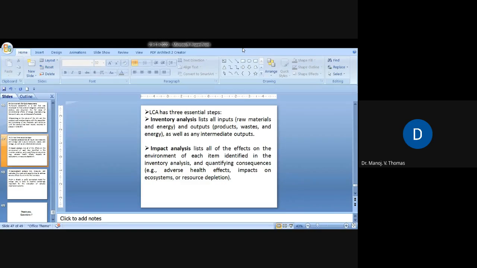LCA, life cycle assessment, has three essential steps. Inventory analysis. What does it do? List all the inputs. Inputs mean raw material and energy for producing an item. Outputs mean products, waste, energy, as well as any intermediate products. So, inventory analysis. The second one is impact analysis.